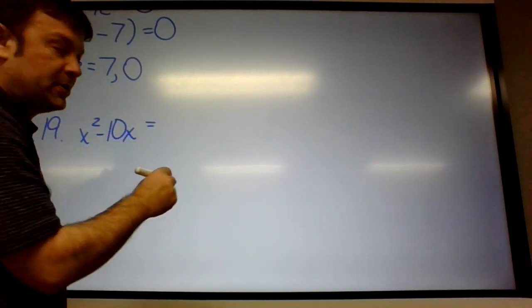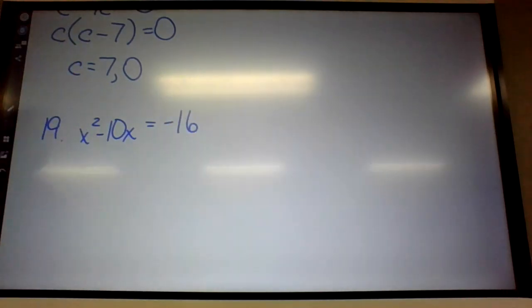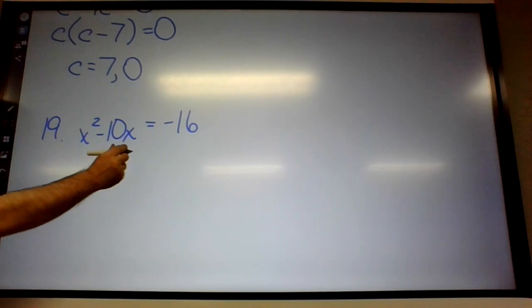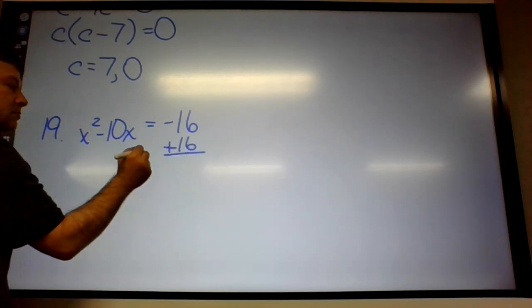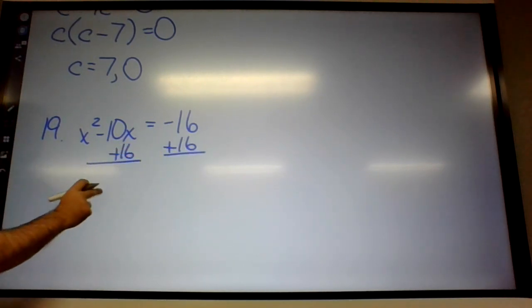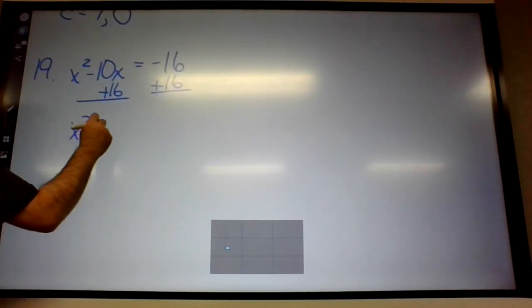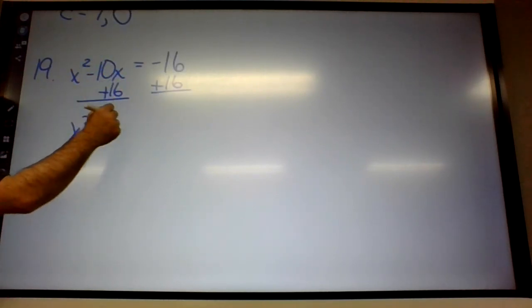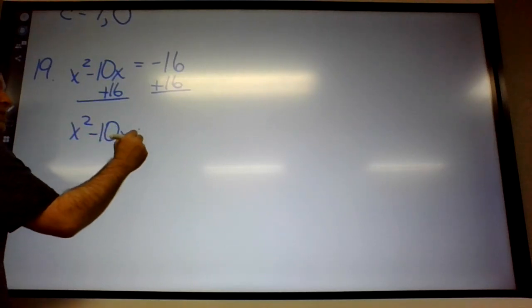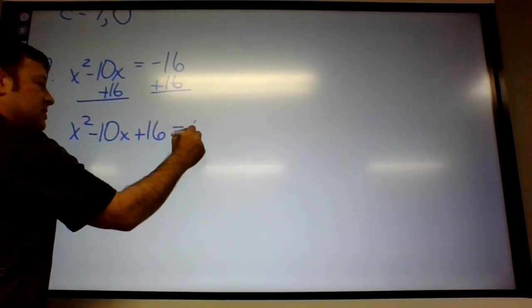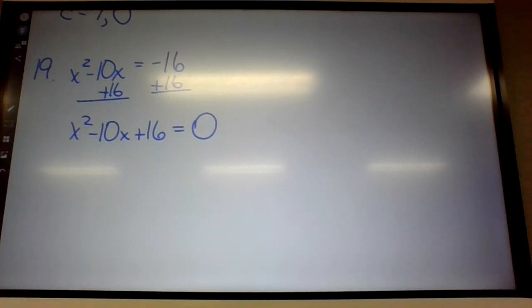Okay, kind of the same issue on 19. We got a number on the right side that we don't want there. We want it to equal 0. So, Case, how can I make this equal 0? Add 16. Okay, again, these do not mix. X squared minus 10x plus 16, those are not like terms. They do not simplify.